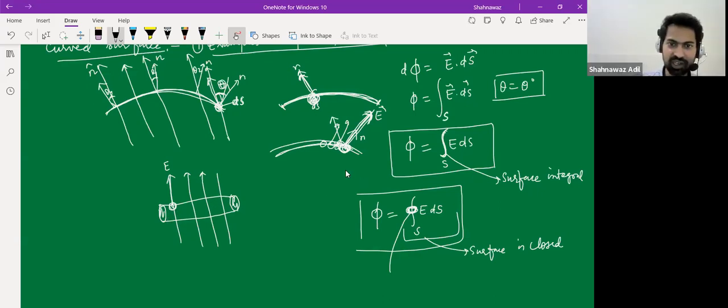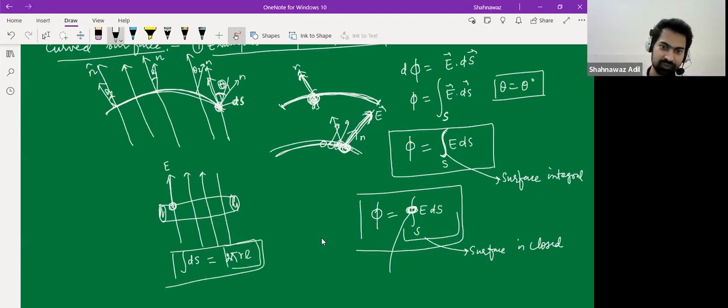So the area for this cylinder, let's say that my electric field E is constant, right? So this dS would be how much? This dS would be simply 2 pi RL. This is the curved surface area of the cylinder, right? Understood, guys? Any doubt in this problem?